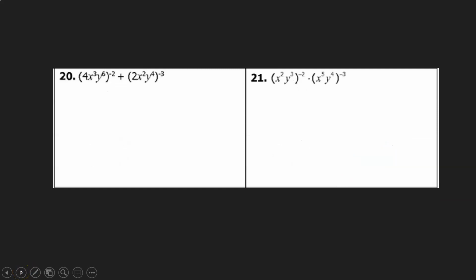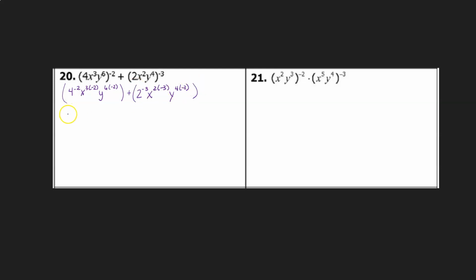All right, number 20. So lots going on with these. Let's take power of the power first. So 4 to the negative 2 power, x to the 3 times negative 2 power, y to the 6 times negative 2 power. Then we're going to add to that 2 to the negative 3rd power, x to the 2 times negative 3 power, y to the positive 4 times negative 3 power.